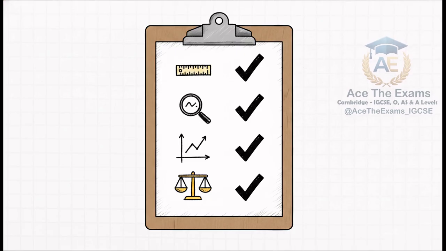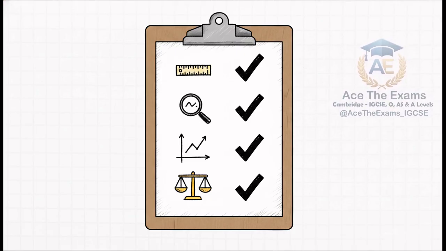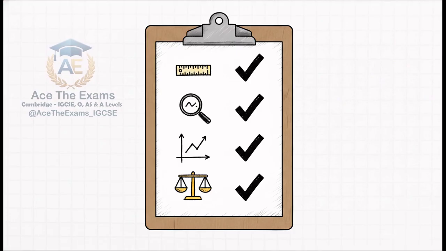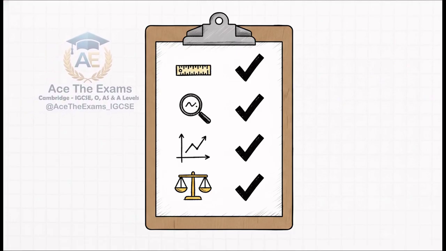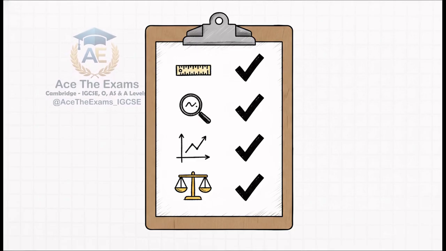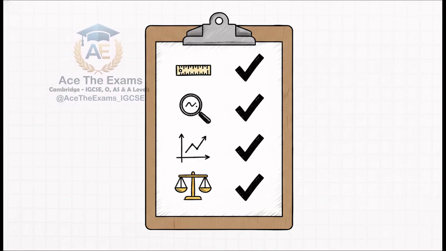Number 1, are the units included? Number 2, are your significant figures correct? Number 3, if it's a graph, are the scales accurate and actually linear? And number 4, is the answer physically reasonable? I mean, a motor outputting more energy than it took in is literally impossible. So if you see that, you'd better recheck your math.